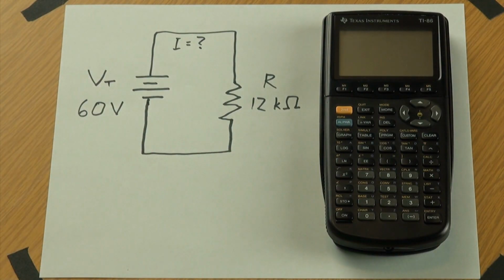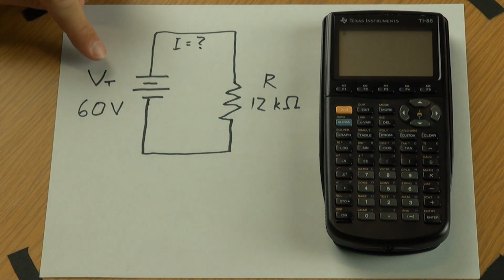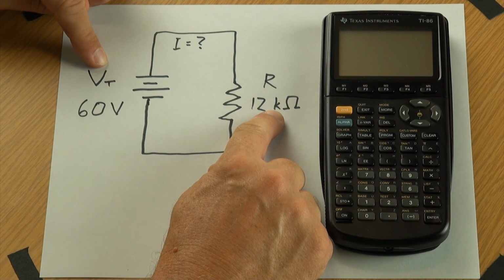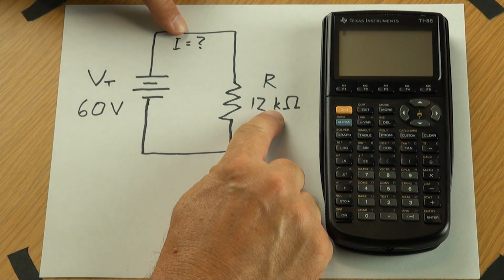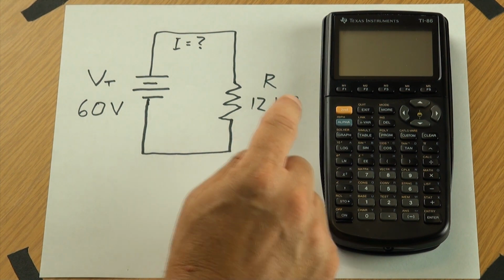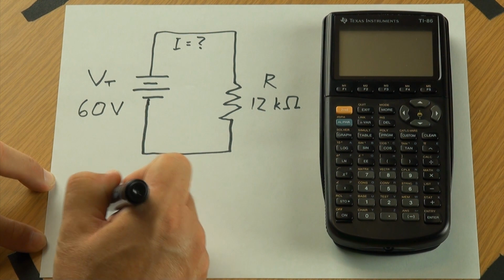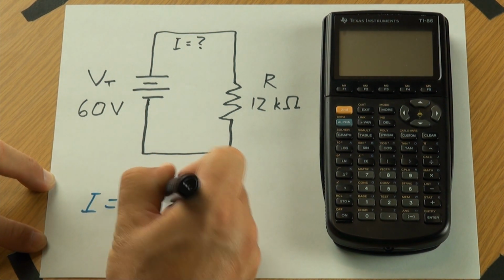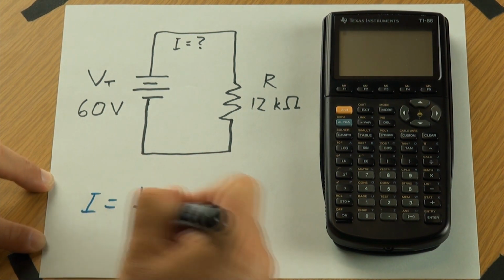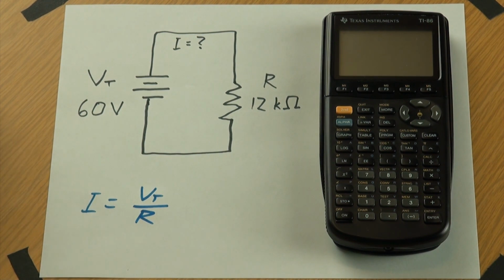The first example that I have here is simply using Ohm's law. What we are given is a 60 volt input. We have resistance of 12 kilo ohms, and what we're looking for is the current. How many amps is running through this circuit? We know that using Ohm's law the current is equal to the voltage divided by the resistance. And so that is the formula that we're going to be using.